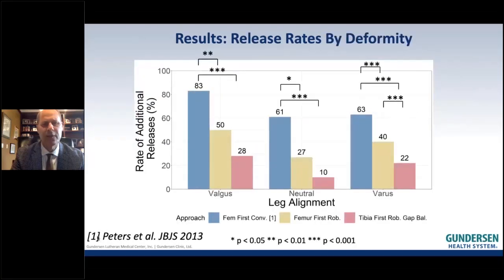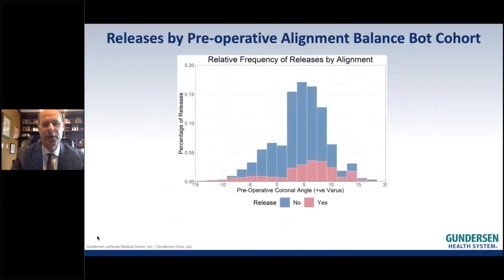If you broke it down by deformity, it was considerably lower with the balance spot group in every category: 83, 50, and 28 for a valgus knee, 61, 27, and 10 for neutral, and then 63, 40, and 22 for a varus knee.